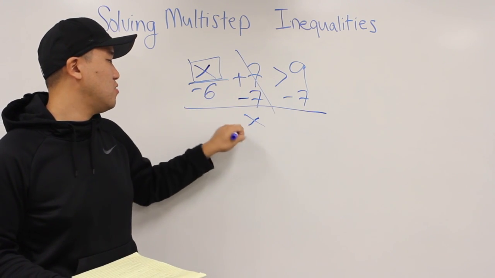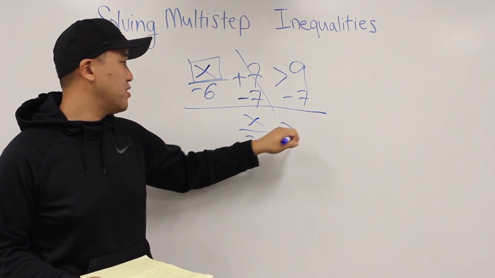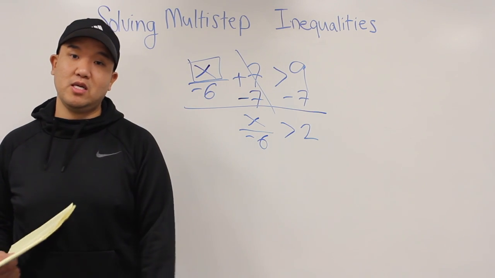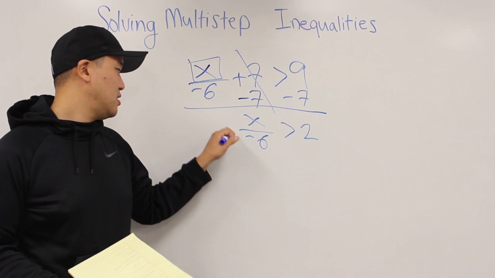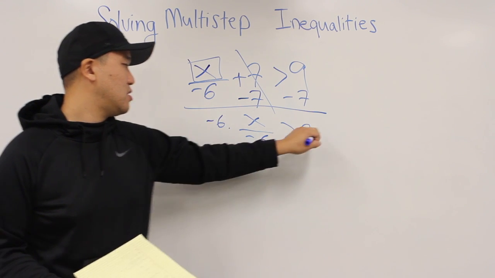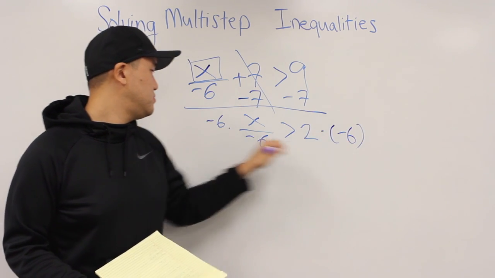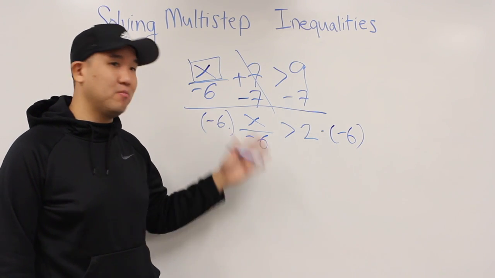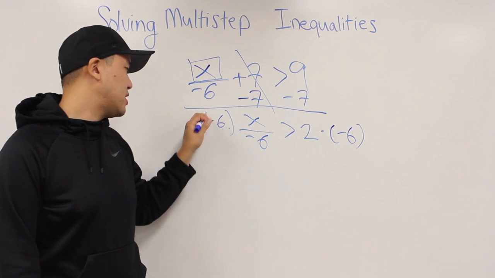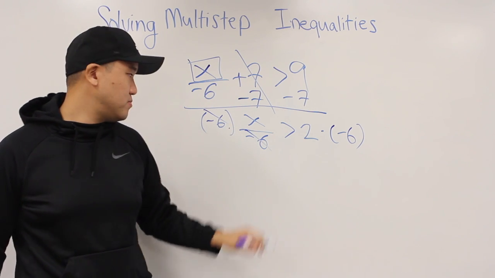So you have x over negative 6 is greater than what? 2. Good. Is x by itself? No. How do you get rid of a divide by negative 6? You're going to multiply by negative 6 on both sides. Why do we do that? The reason why we do the opposite is because top and bottom will cancel out. So negative 6 divided by negative 6 cancels out.